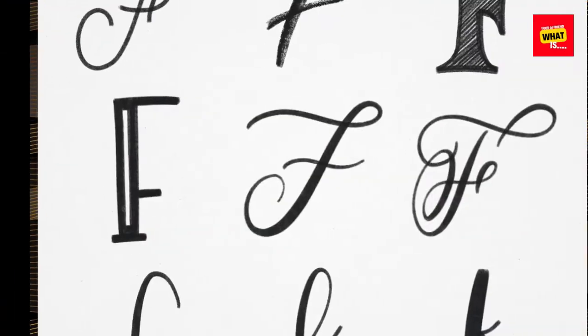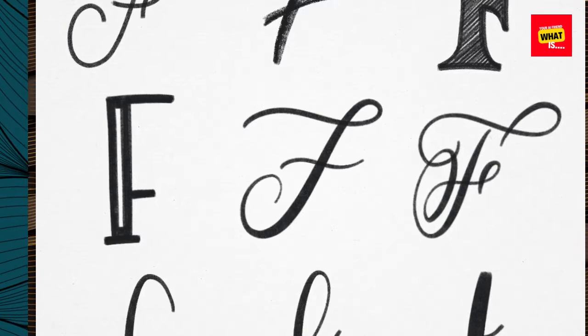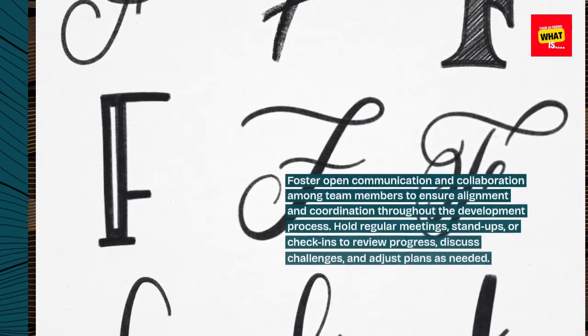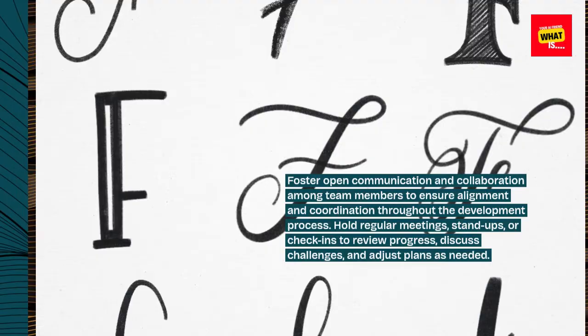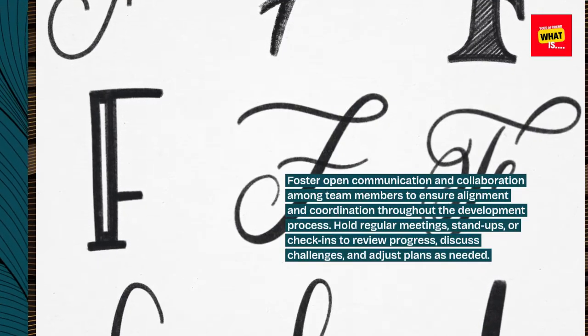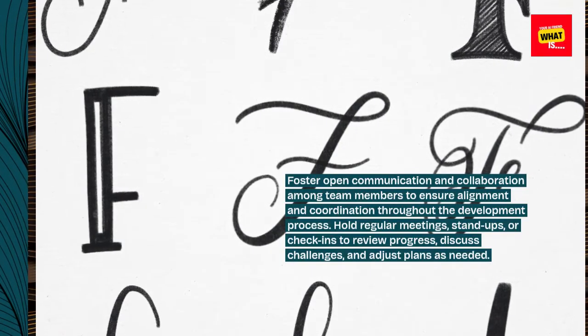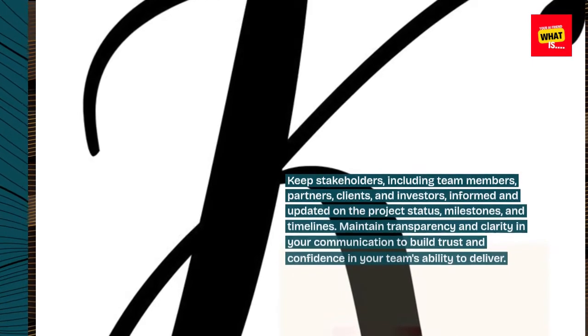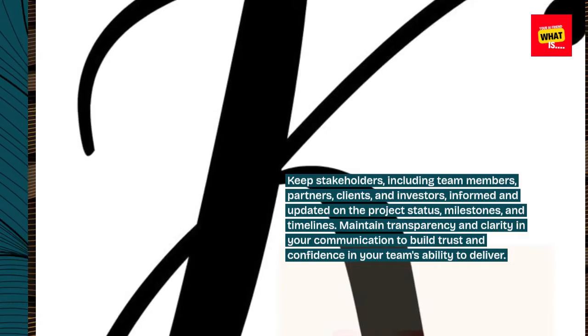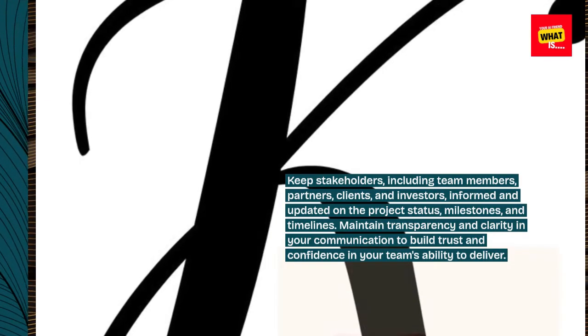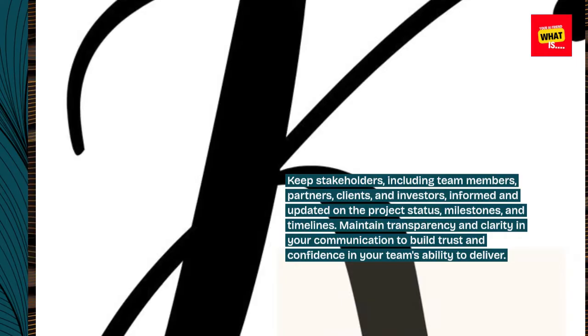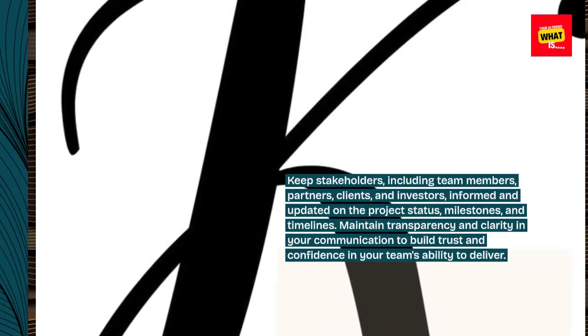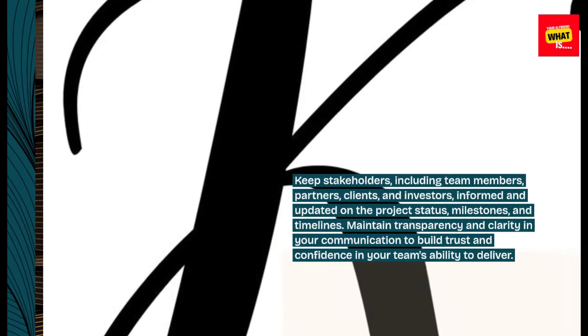Communicate and collaborate. Foster open communication and collaboration among team members to ensure alignment and coordination throughout the development process. Hold regular meetings, stand-ups, or check-ins to review progress, discuss challenges, and adjust plans as needed. Keep stakeholders, including team members, partners, clients, and investors, informed and updated on the project's status, milestones, and timelines. Maintain transparency and clarity in your communication to build trust and confidence in your team's ability to deliver.